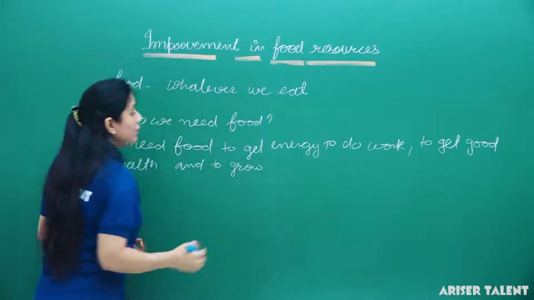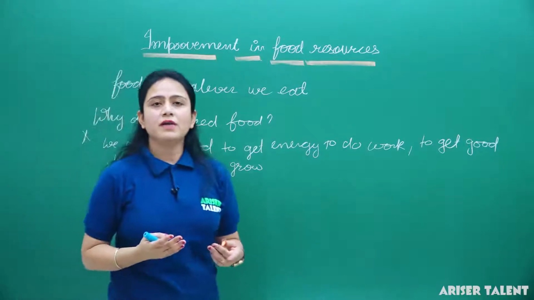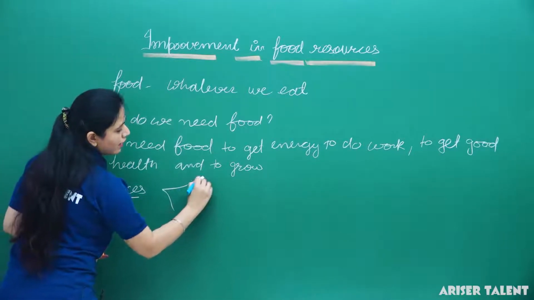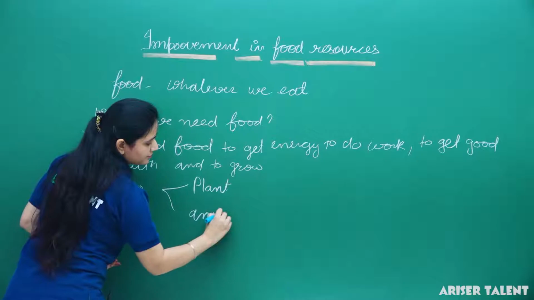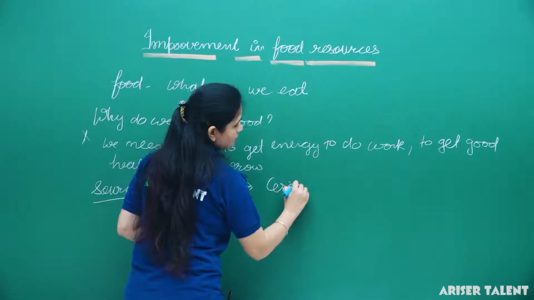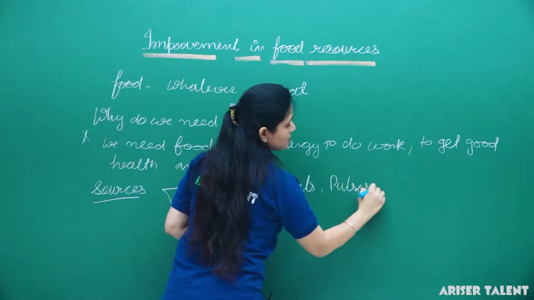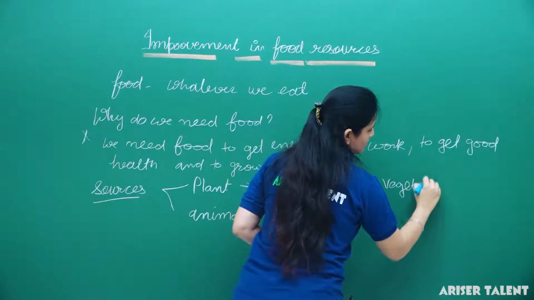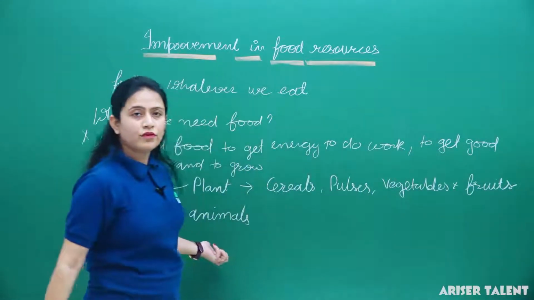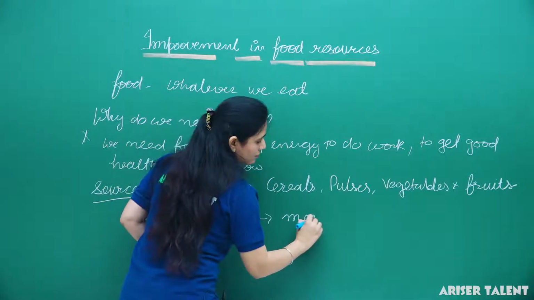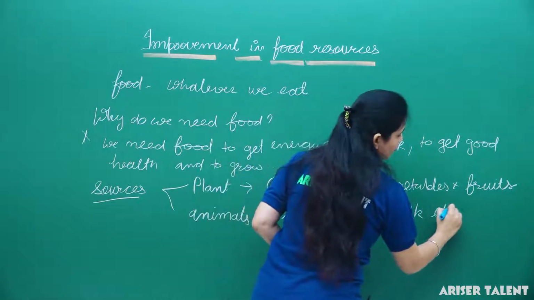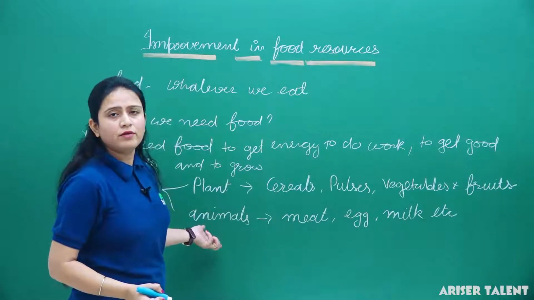Okay, and how do we get this food? We get this food from plants and animals. Thus we can say the sources of food are plants and animals. Now what kind of food do we get from plants? We get cereals, pulses, vegetables and fruits. And what do we get from animals? We get meat, eggs, milk, etc.